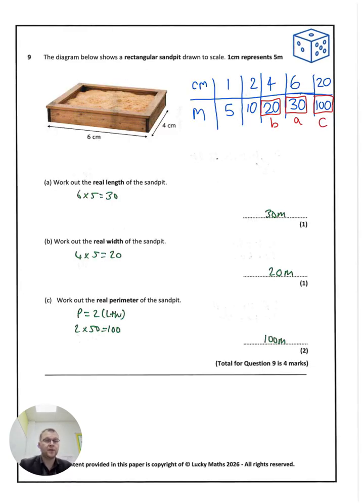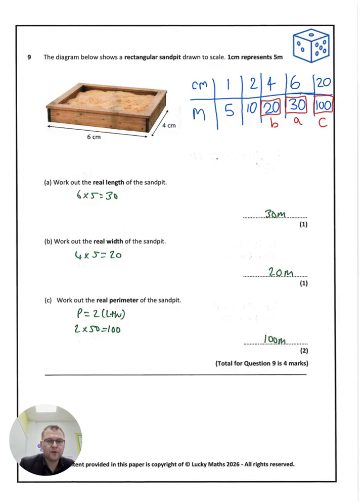Scale, on the other hand, is a very good opportunity to use the ratio table again. If 1 centimeter is 5 meters, we know 2 centimeters is 10, 4 is 20. For part A, where we've got the length as 6, if we add the 2 centimeters and the 4 centimeters, we will get 6 centimeters. So therefore, 10 plus 20 equals 30 meters. And it just so happens we've answered part B already because the width is 4 centimeters, which in the table we can see is 20 meters.